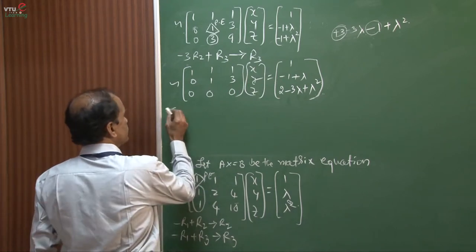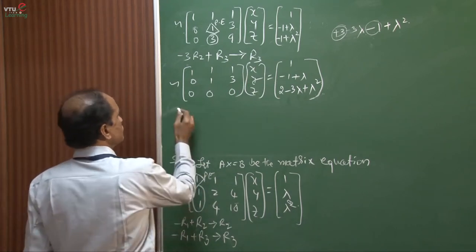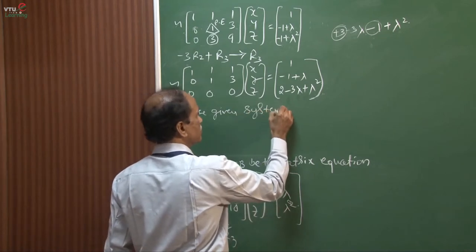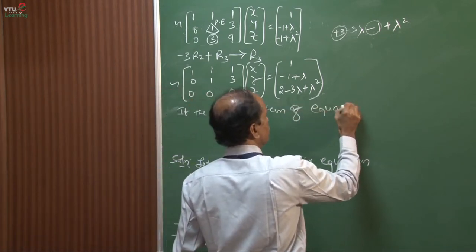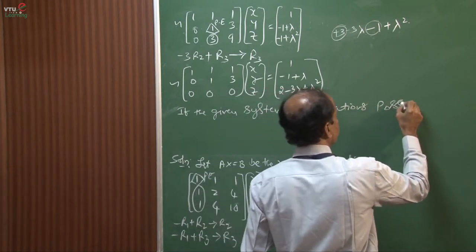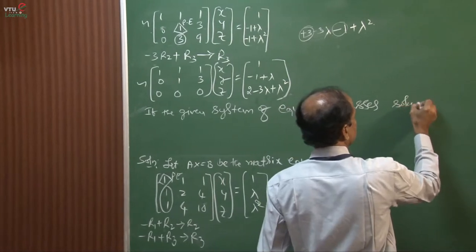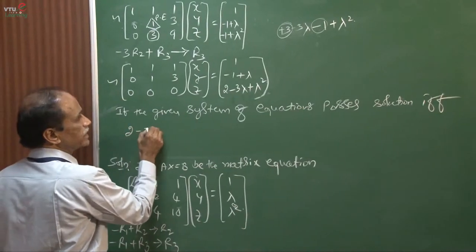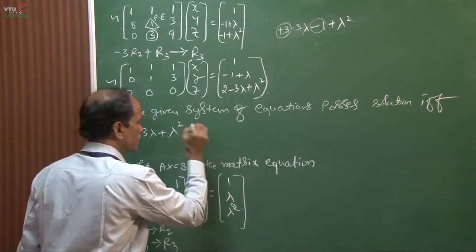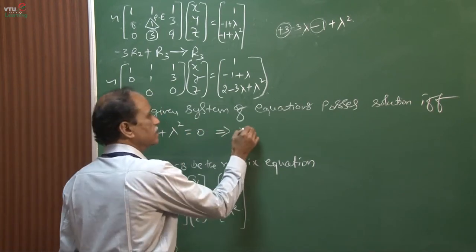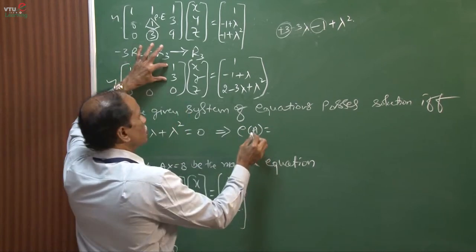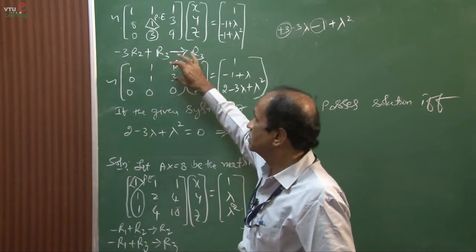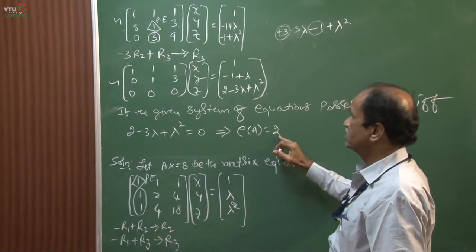Then, in the argument to answer the question, the given system of equations possesses a solution if and only if 2 minus 3 lambda plus lambda square is equal to 0. This implies rank of A is equal to 2. Why is rank of A equal to 2? Because the third row is completely 0. Only the non-zero rows are left, that means only 2 rows, so the rank is equal to 2.